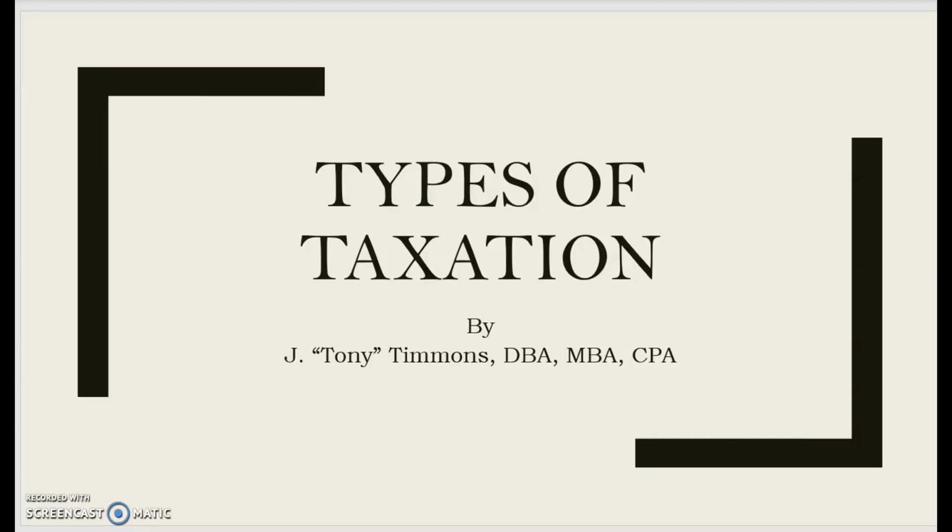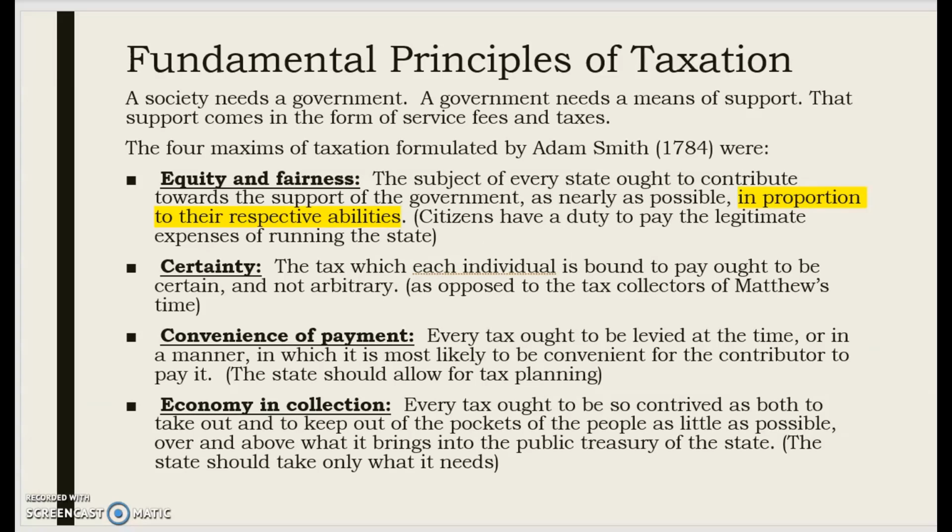We're going to talk about taxation today, and we're going to move through it fairly quickly to make sure that we cover everything. We go back to 1784 when Adam Smith offered us the four maxims of taxation. The first one being equity and fairness. That is, a tax should be imposed on a citizen according to their ability to pay that tax. The tax should be imposed with certainty. That is, that should not be arbitrary.